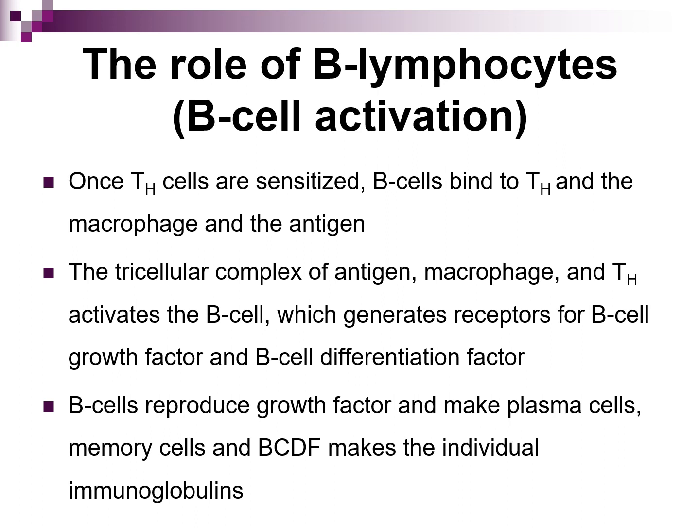Step 3 in the making of antibody is B cell activation. Once T helper cells are sensitized, B cells bind to the T helper cell and the macrophage and the antigen. This tricellular complex of antigen, macrophage, and T helper cell activates the B cell, which generates receptors for B cell growth factor and B cell differentiation factor. B cell growth factor makes plasma cells and memory cells, while B cell differentiation factor makes the individual immunoglobulin classes.